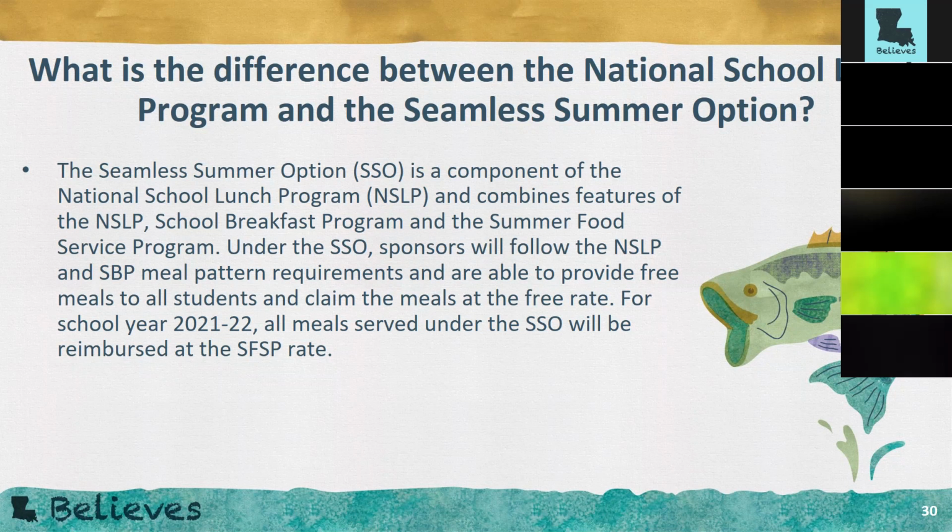So what is the difference between the National School Lunch Program and the Seamless Summer Option? The Seamless Summer Option is a component of the National School Lunch Program and combines features of the NSLP, School Breakfast Program, and the Summer Food Service Program. Under the SSO, sponsors will follow the National School Lunch, School Breakfast meal pattern requirements and are able to provide free meals to all students and claim meals at the free rate. For school year 2021-2022, all meals served under the SSO will be reimbursed at the SFSP rate.